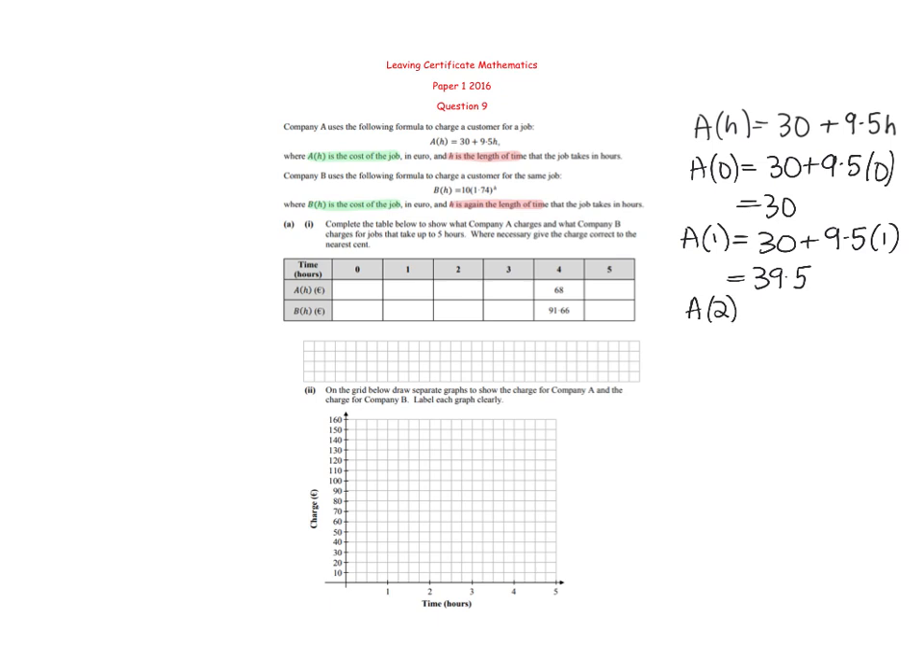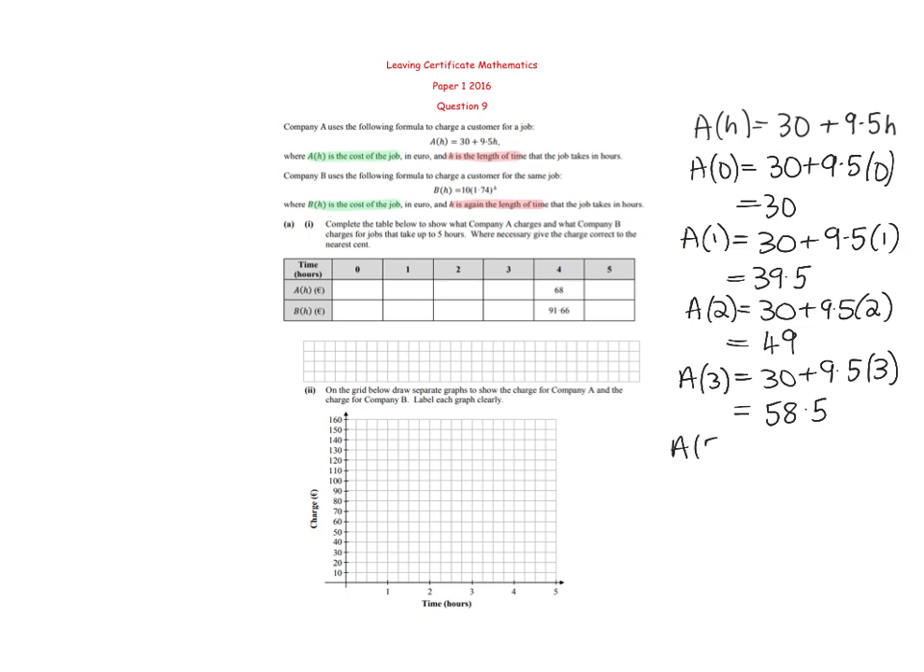A of 2 is 30 plus 9.5 times 2. Typing that into our calculator, we get an answer of 49. A of 3 is 30 plus 9.5 times 3. When you type that into your calculator, you get an answer of 58.5. And finally, A of 5. We don't need to do A of 4 because they've done that first. So it's 30 plus 9.5 times 5. Typing that into our calculator, we get an answer of 77.5.